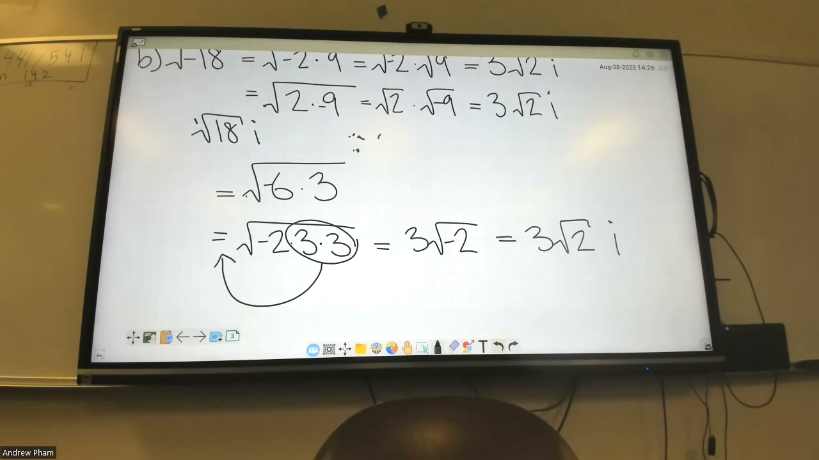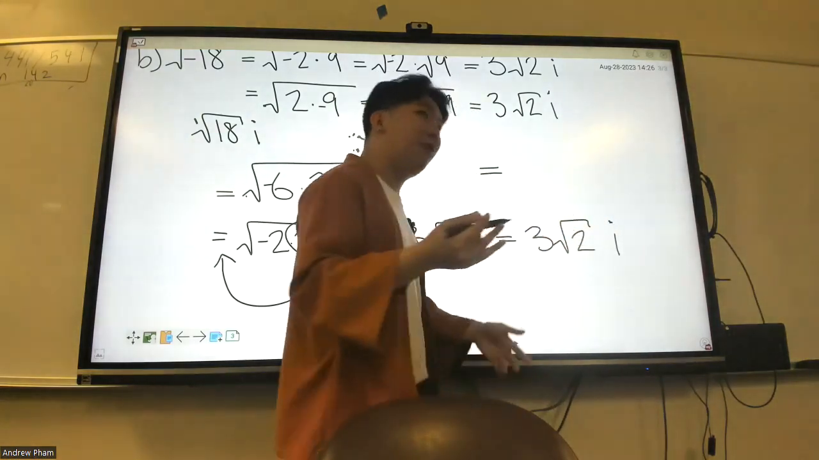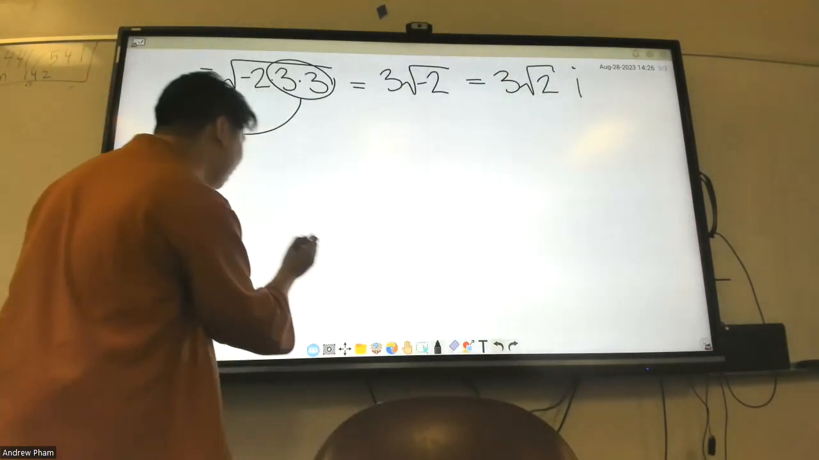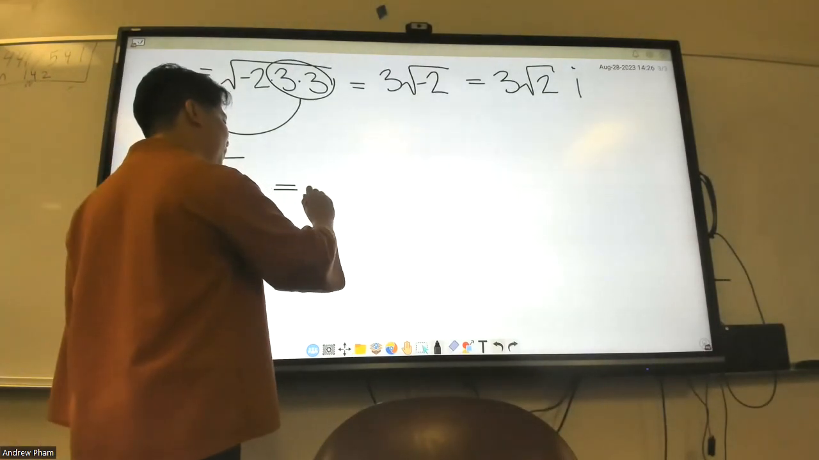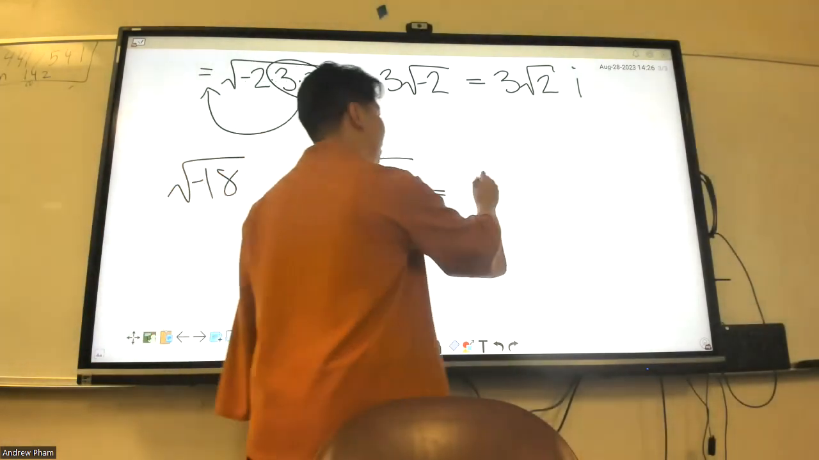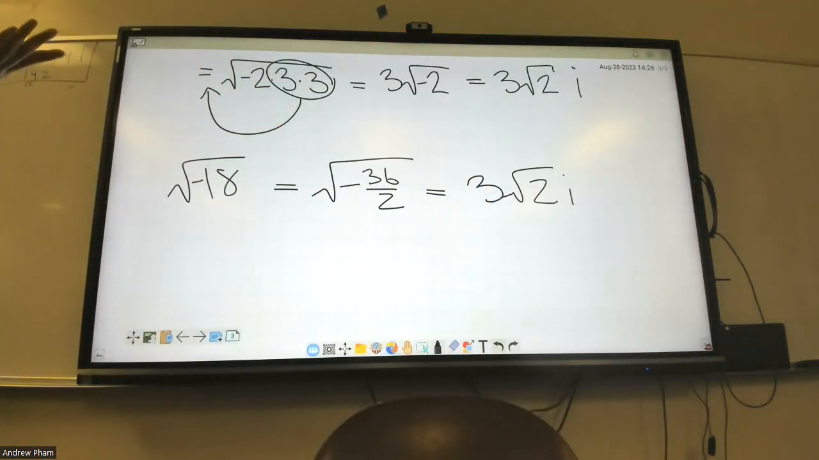Reminding y'all, any time we get to exam time, I'm not looking for one method over the other. As long as you're getting the 3 square roots of 2i using legit math, then it's fine. An example of something that would not be legitimate math is if you said square root of negative 18. This is a real example that I had one time. Someone said square root of negative 18 is equal to something like 36 over 2, and then they said 3 square roots of 2i. They wrote something like this, and that makes no sense. Like, how'd you even get there?